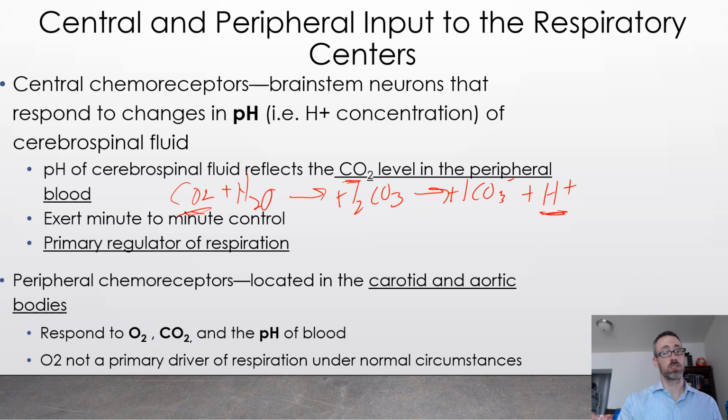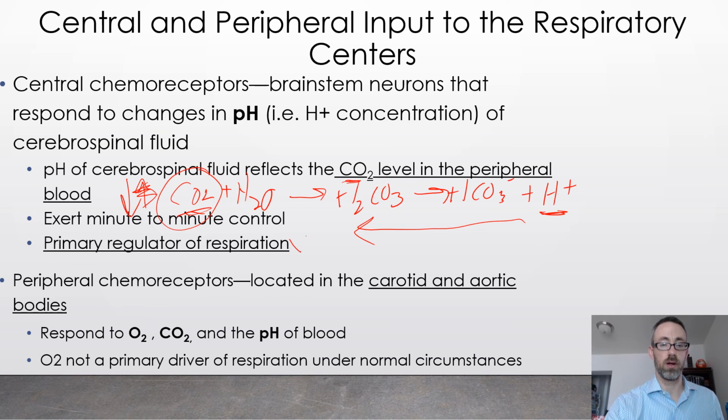As that proton level starts to rise, which is a decrease in our pH, that's going to stimulate respiratory centers to increase respiratory rate. In other words, blow off that CO2, get rid of the CO2 that's over here. We want to decrease that CO2 by breathing it off, and that's going to shift everything in this direction, so the pH renormalizes. All right, and this is our primary regulator of respiration.